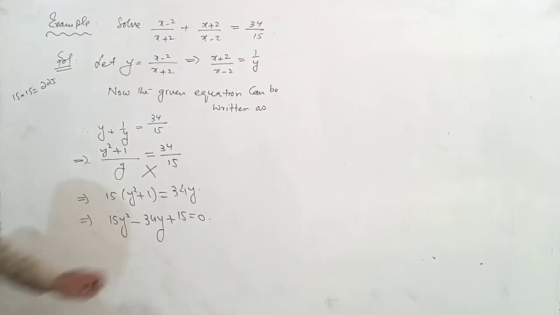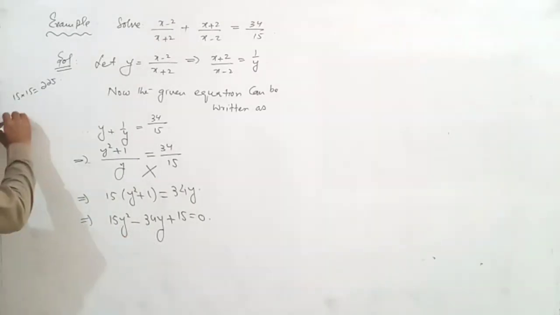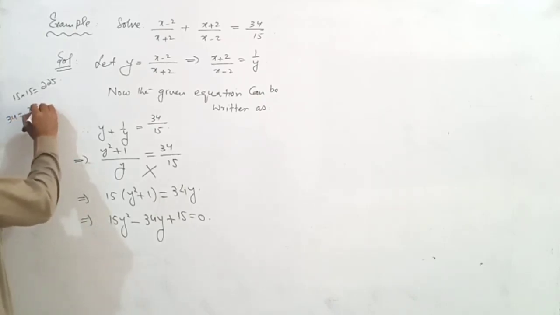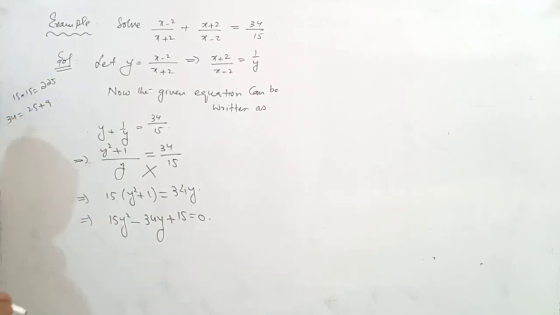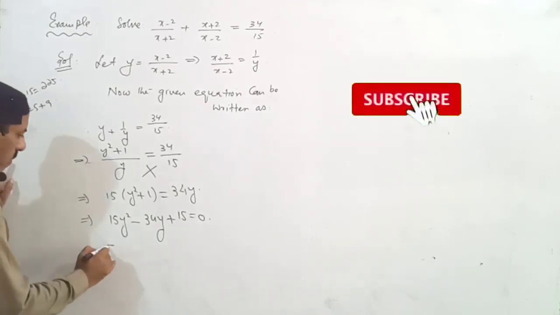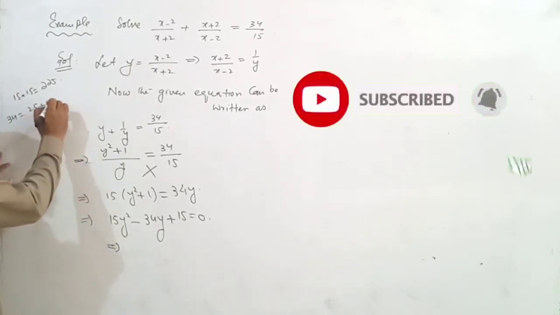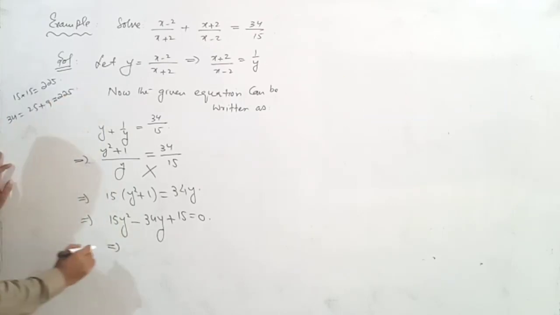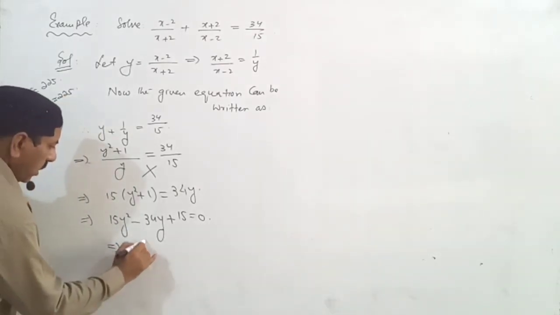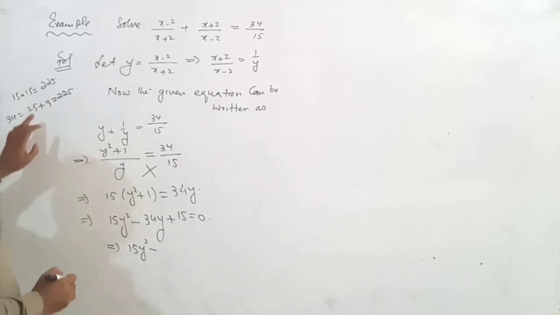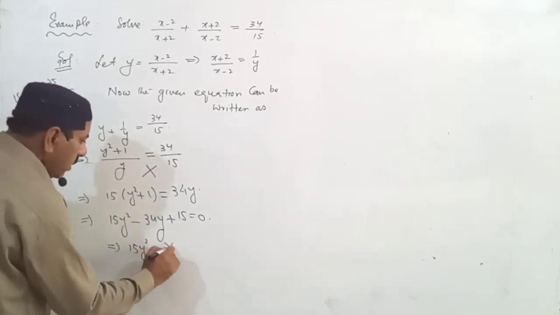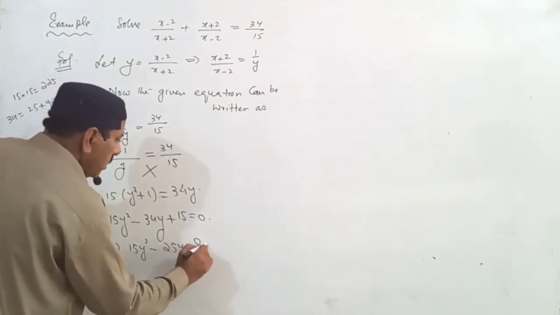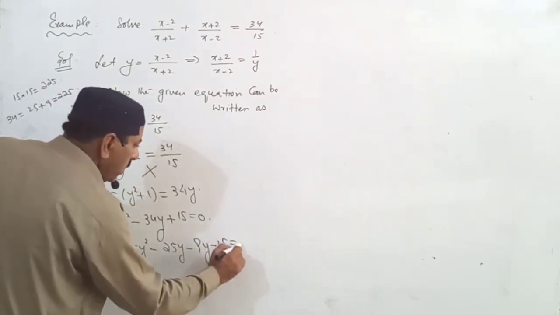So 34 is equal to 25 plus 9, and 9 into 25 is also 225. So this will be 15y square minus 25y minus 9y plus 15 is equal to 0.